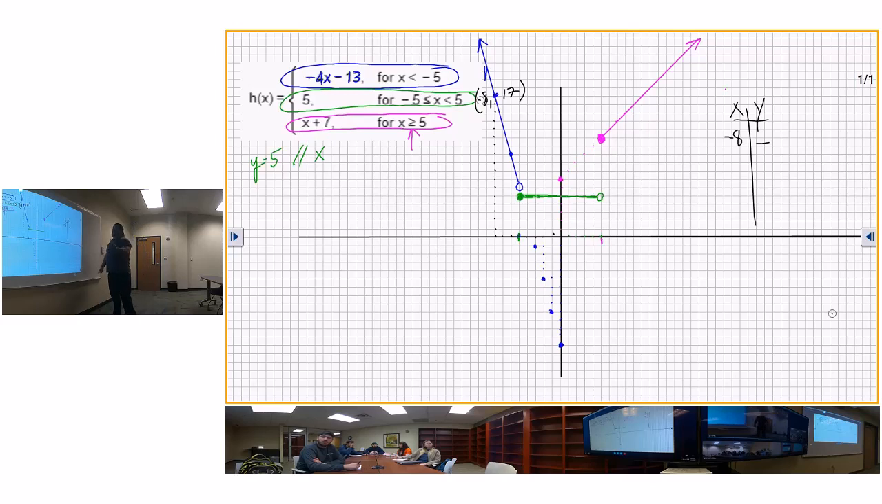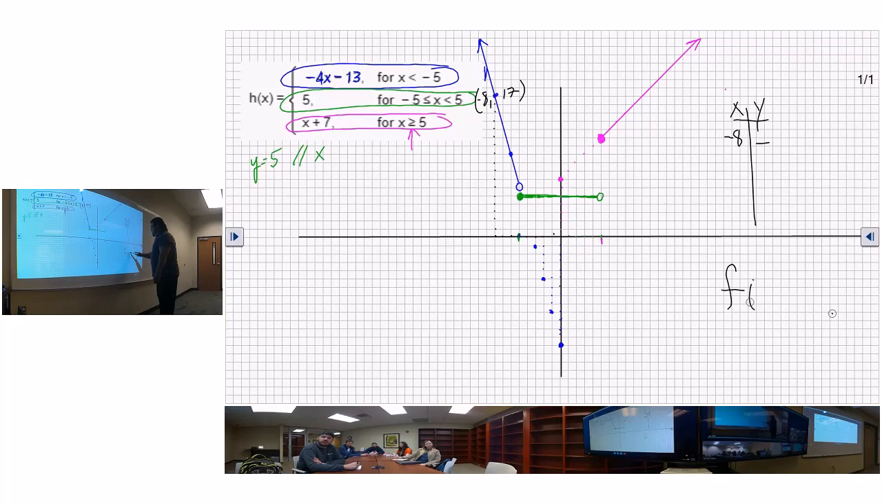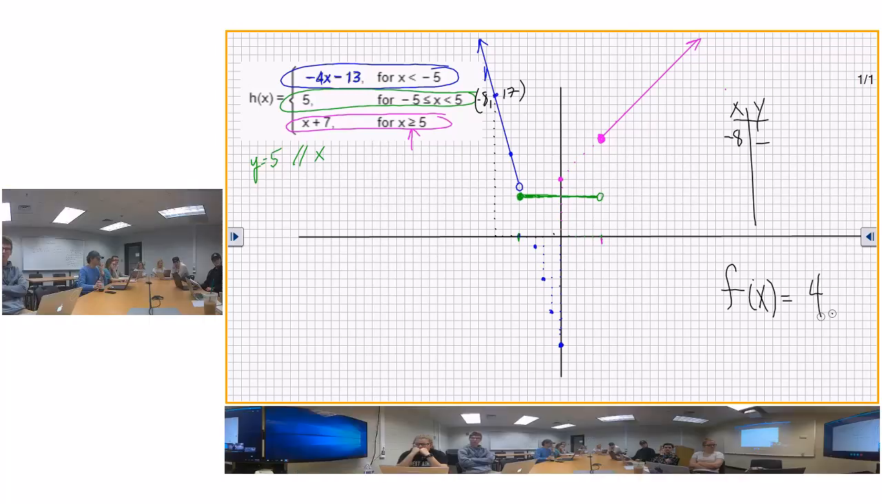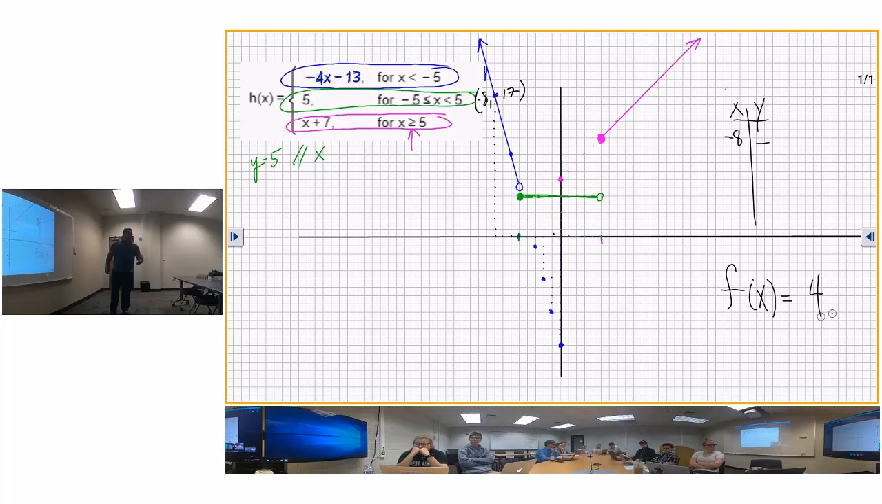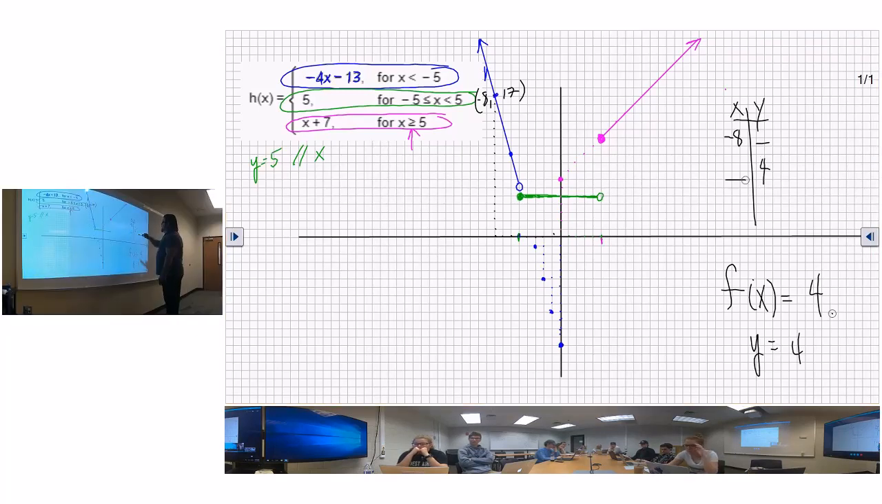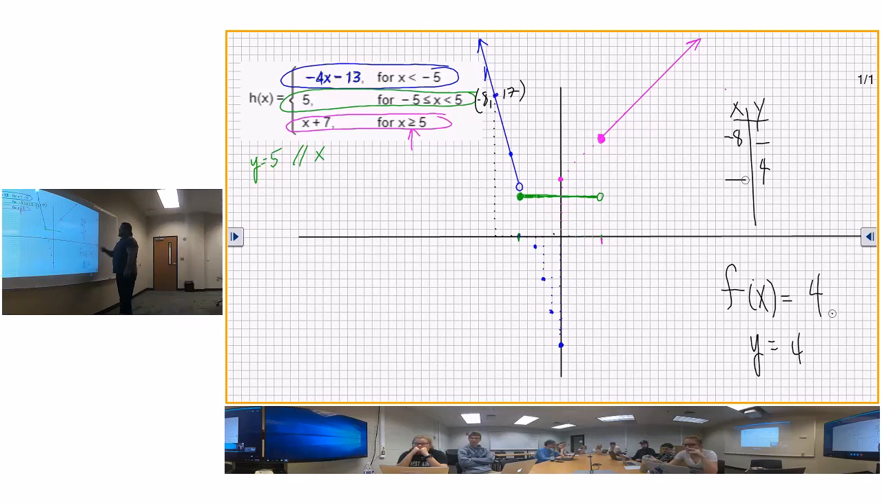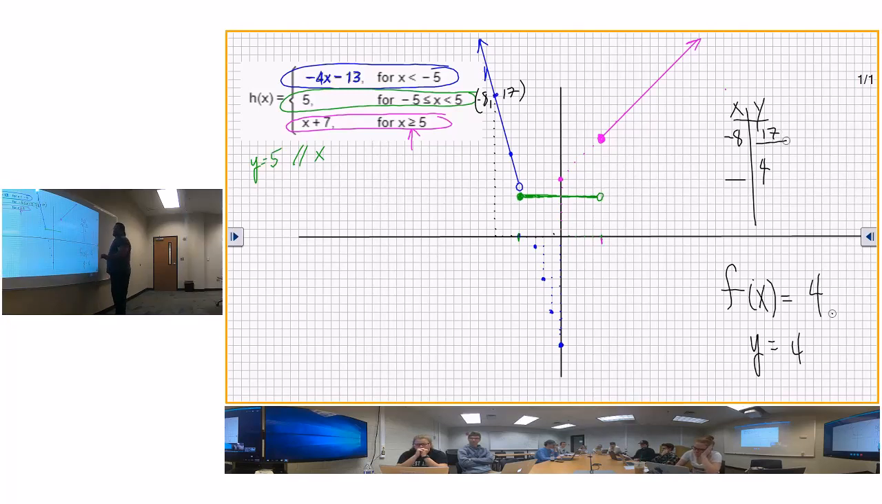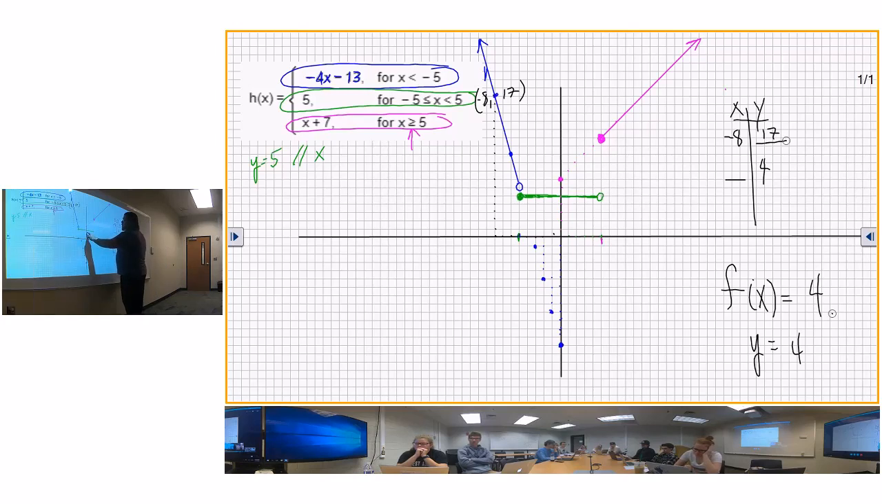What if I give you this as one of your questions? F of X is equal to 4. What does that mean? Well, what's F of X? A fancy way of writing what? Y. So that means I've got a 4 right here, so I've got to find what? X. So here I got what, 17? And here, somebody tell me where y is equal to 4. 1, 2, 3, 4. They ain't there.